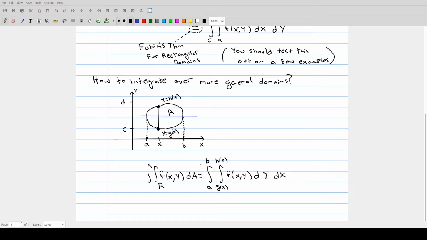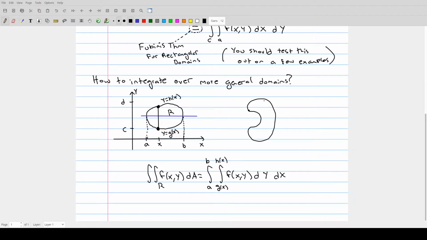We can consider even more general domains than this shape right here. Not all domains have this nice function on the top and function on the bottom, but in some sense, this isn't that big of an issue, because even if the domain is more complicated, like say it looks like this, we can always cut this domain up into smaller pieces. Each one of those pieces is going to be governed by a top half and a bottom half, or a left half and a right half.